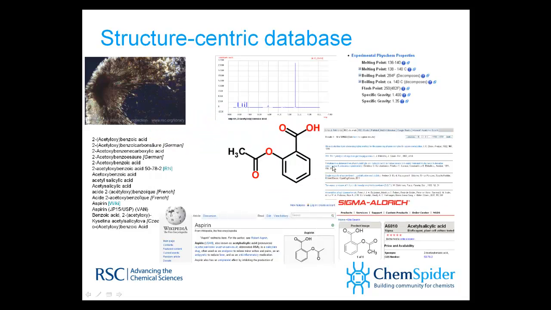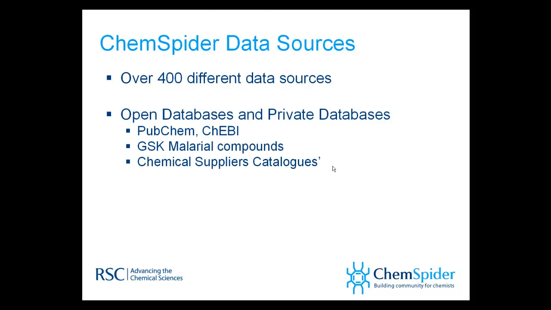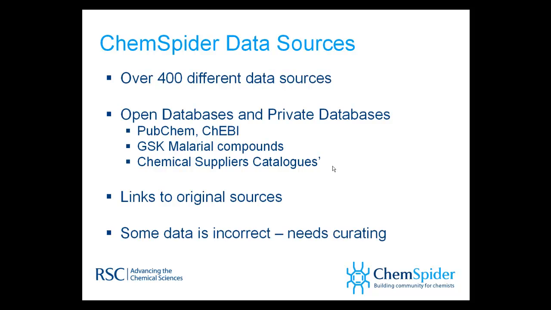ChemSpider sources its data from lots and lots of different places, and we call these data sources. And these can be open databases such as PubChem, they can be chemical suppliers' catalogues, they can be data which has just been entered by an ordinary user who's come along and said, I know something about this chemical. So this means you can get an awful lot of different types of data in one ChemSpider record.